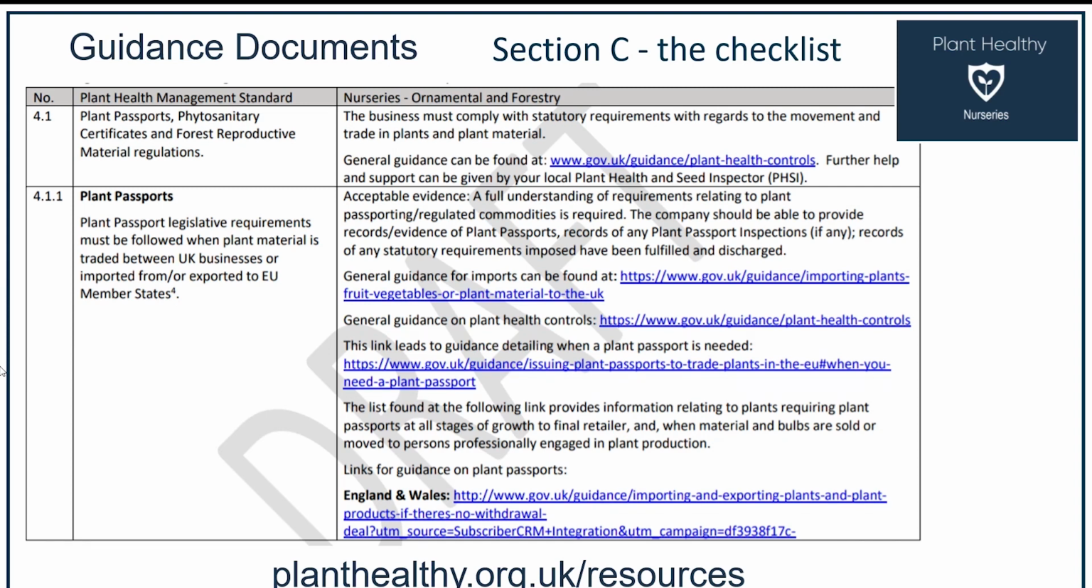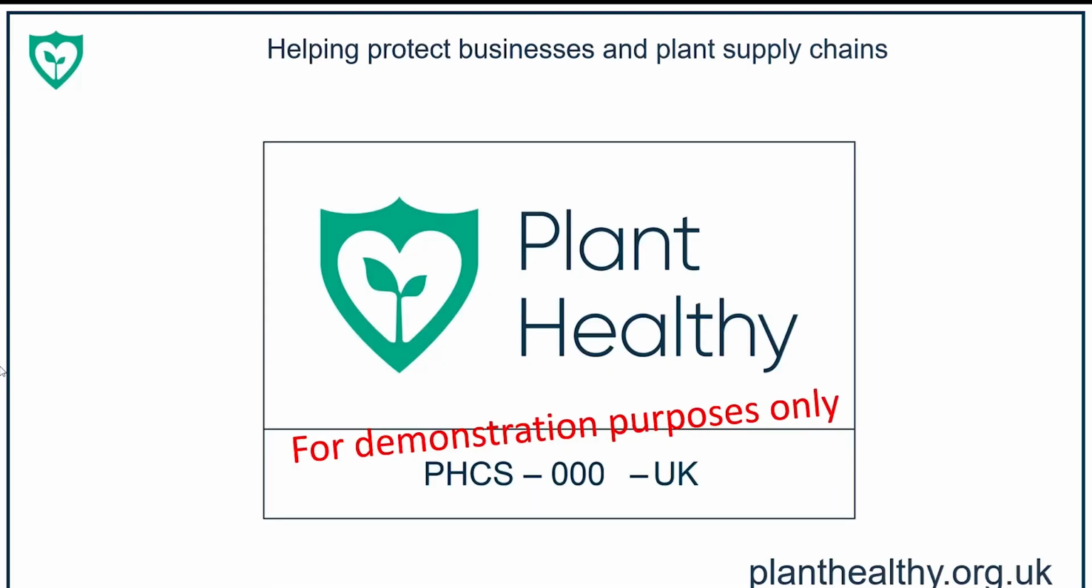Section C of the guidance document that I referred to earlier provides the framework that the auditors will use to assess your business or organization. This part of the guidance document also provides you with further information as to how to meet the requirements of the Plant Health Management Standard. Once you have passed an audit, you'll be entitled to use the Plant Healthy certification mark on your business's stationery and certain promotional materials for as long as you remain Plant Healthy certified.